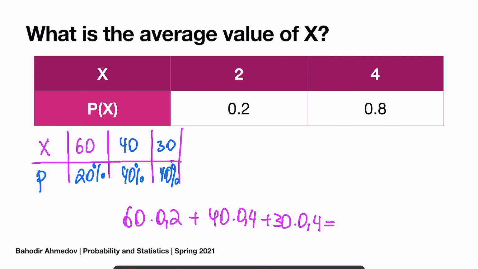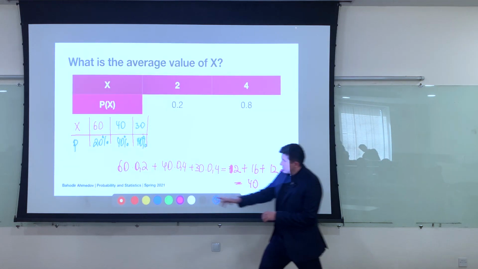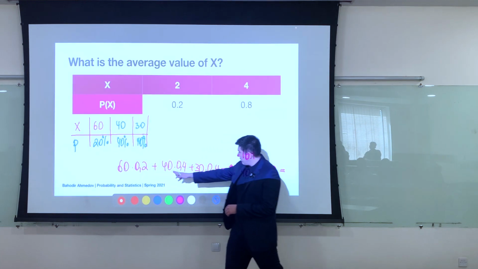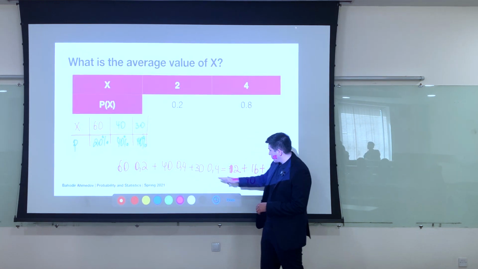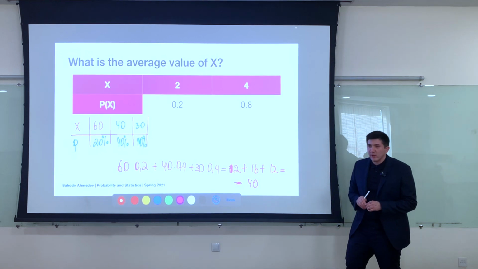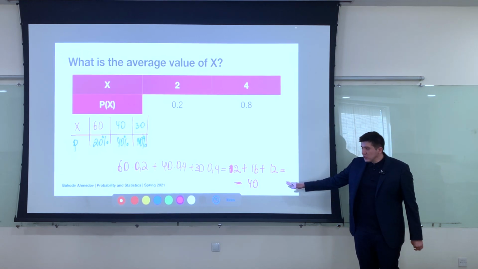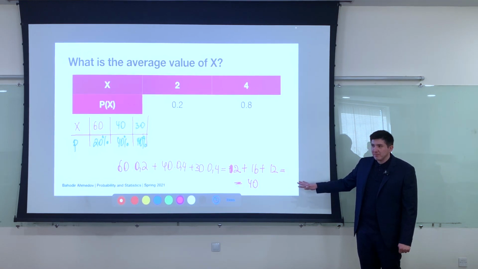If you sum it, what is it going to be equal to? 12 plus 16 plus 12. That is going to be equal to 40. So I multiply 0.2 by 60, it is 12. This is 16, this is 12, and if I sum, I've got 40. Okay? 40 is going to be the grade of Alisher.